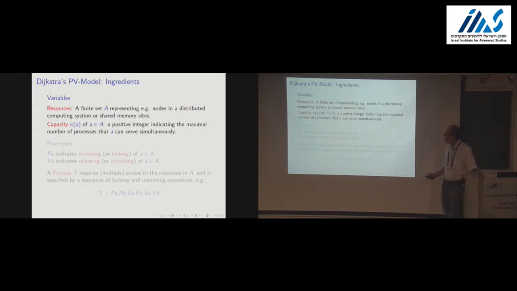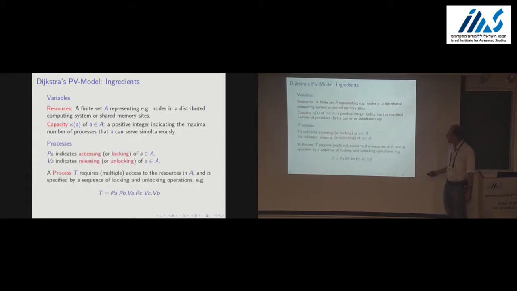Okay, so what is a Dijkstra PV model? First, it has resources. The resource set is just a finite set representing some resource, say nodes in a distributed computer system or something like a memory site. And each resource has a capacity. The capacity is an integer that indicates how many processes can use it simultaneously.